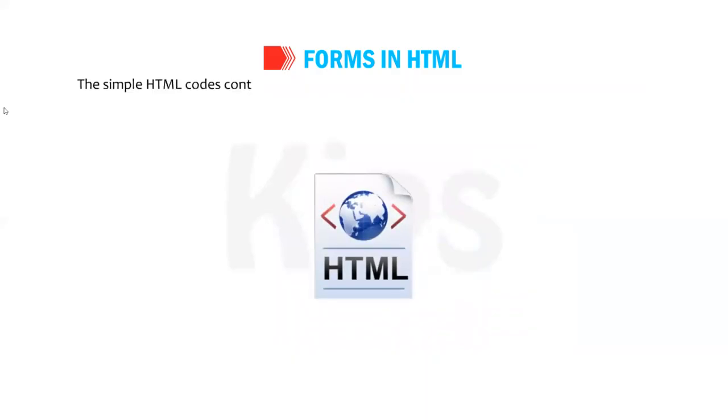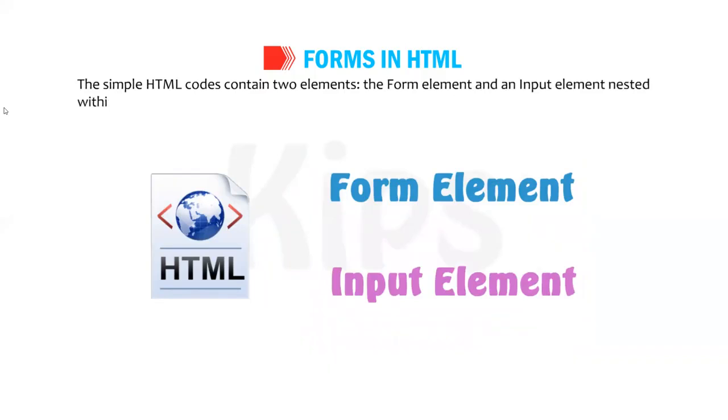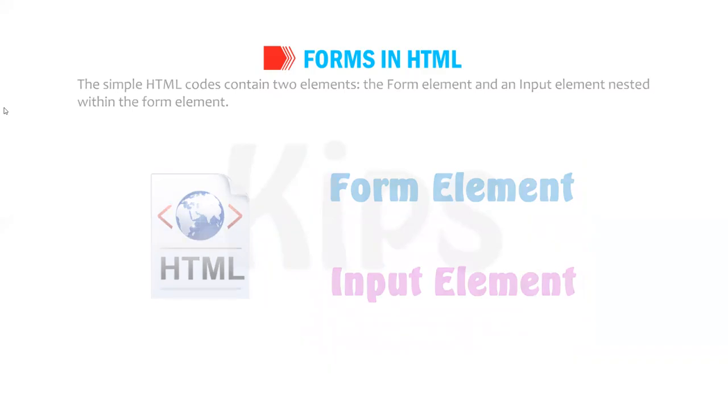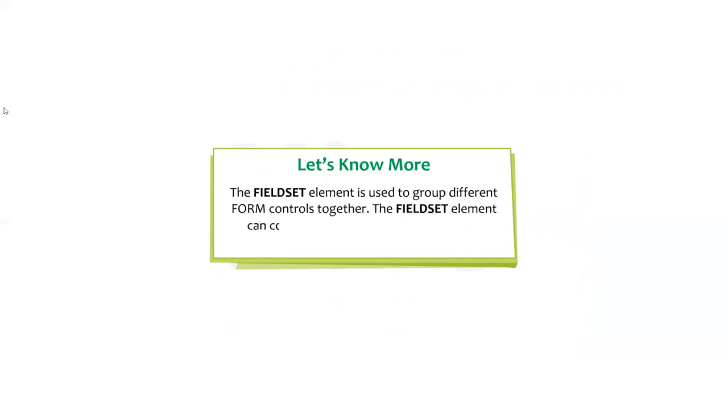The simple HTML code contains two elements, the form element and an input element nested within the form element. The form element sets up an area of a web page for a form. The input element creates a button, input text box, checkbox, etc. in the form area. Students, let's know more. The fieldset element is used to group different form controls together. The fieldset element can contain an optional legend element to describe the different groups.